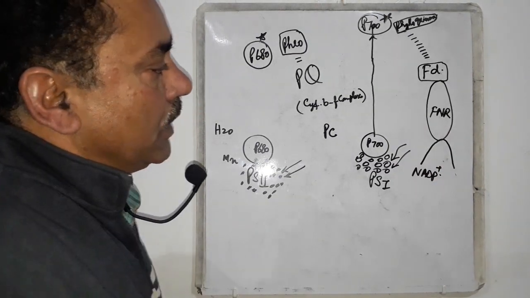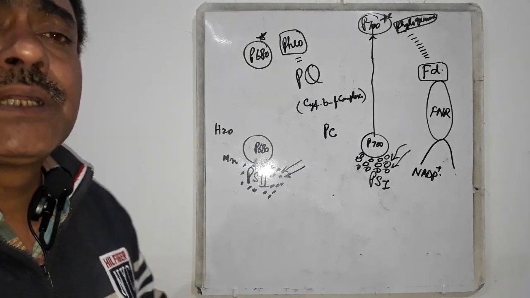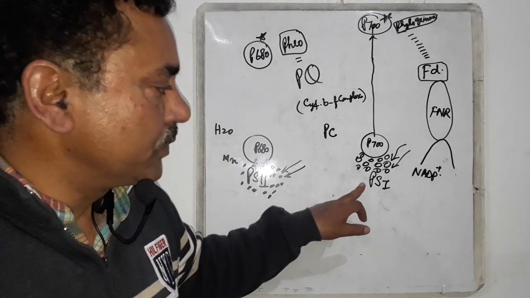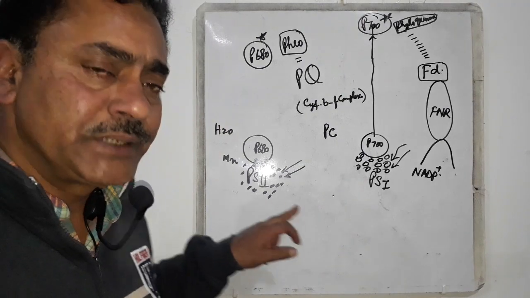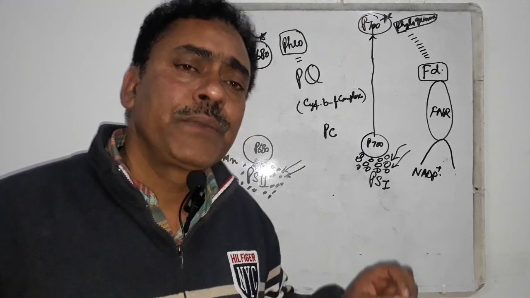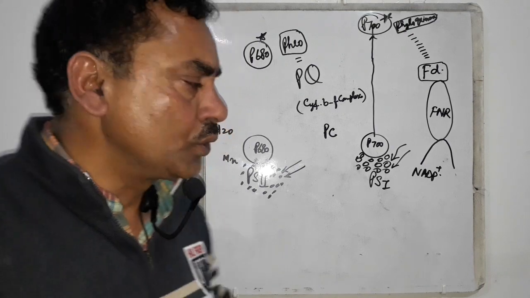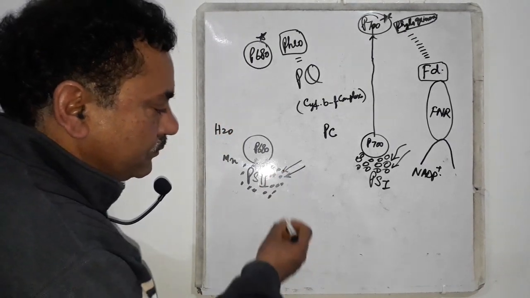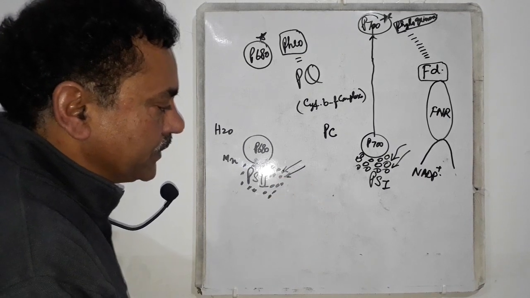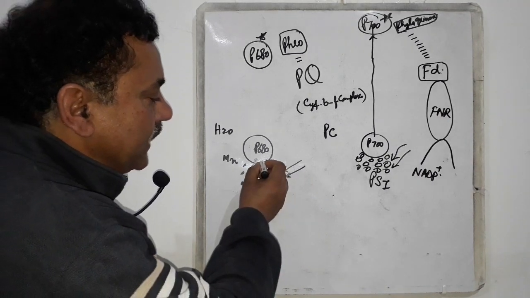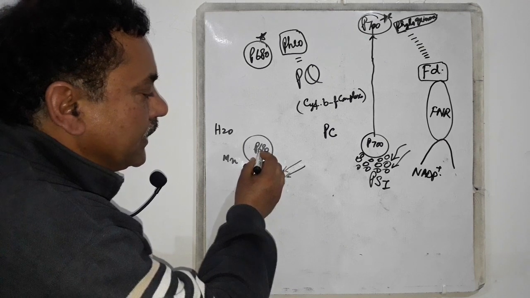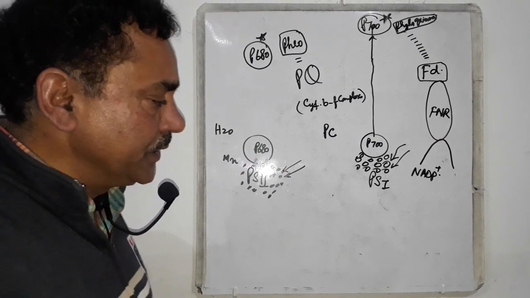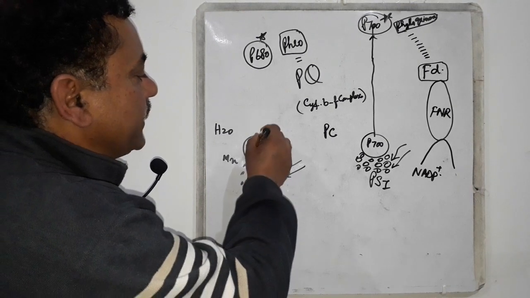Now let us start what actually happens during non-cyclic photophosphorylation. I earlier told you that both the pigment systems will be simultaneously illuminated by light. So when pigment system second is illuminated by light and the reaction center, which was so far in the ground state, gains a sufficient quantum of light energy, it becomes excited.